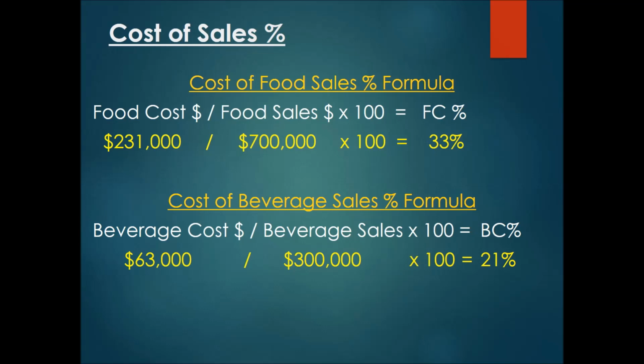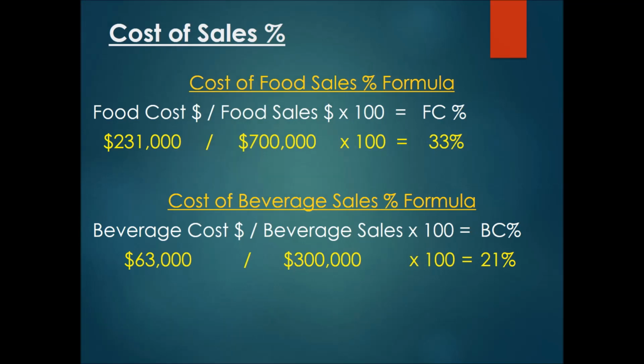So by analyzing these cost ratios, managers can now easily target problem areas, which they can investigate and change to maximize their profits. Because if your food cost budget is 30% and you're showing a 33 now, something's going on there. Same with your beverage costs.